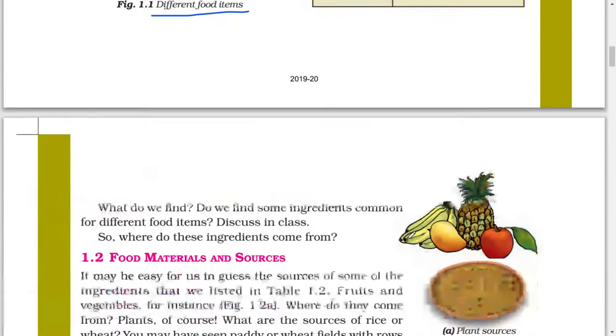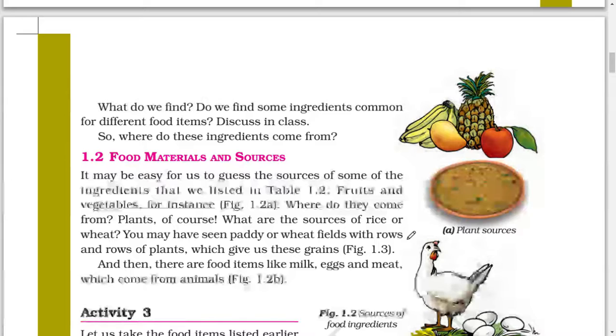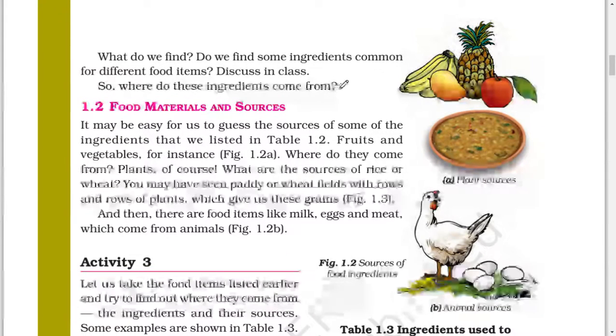Okay, next. What do we find? Do we find some ingredients common for different food items? Discuss in class. So where do these ingredients come from?